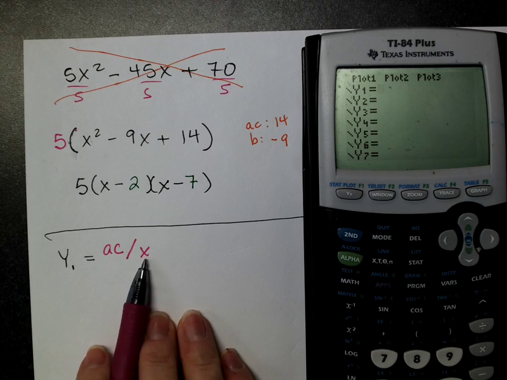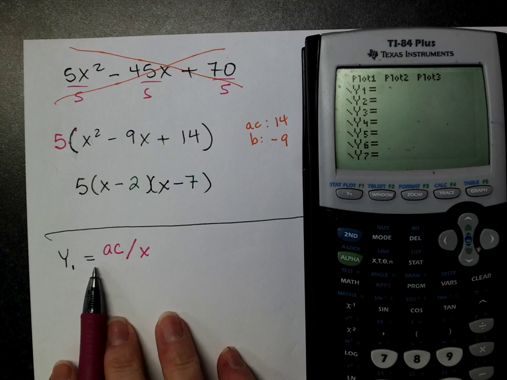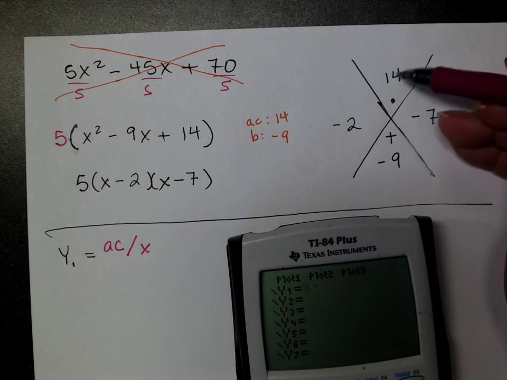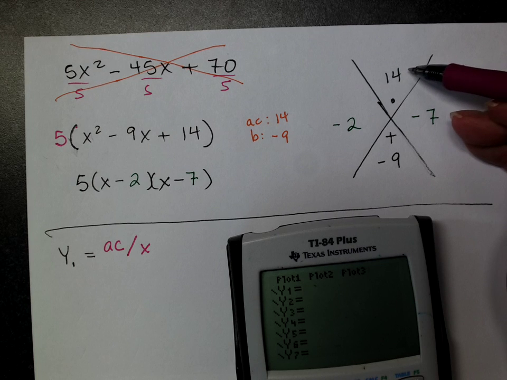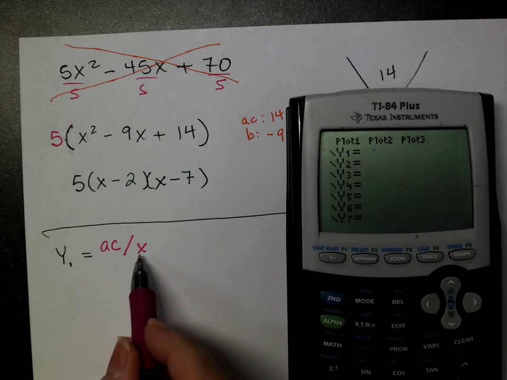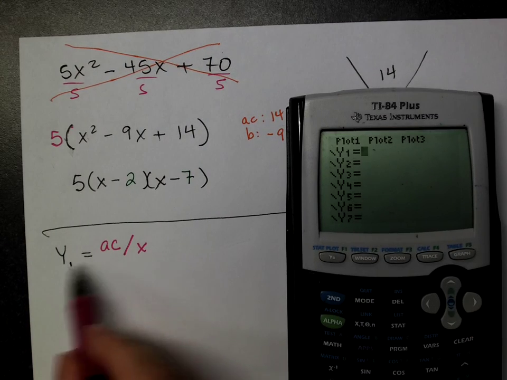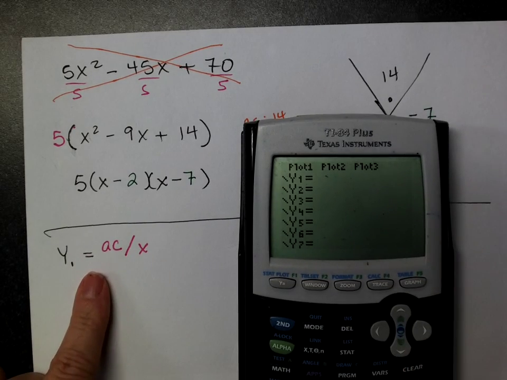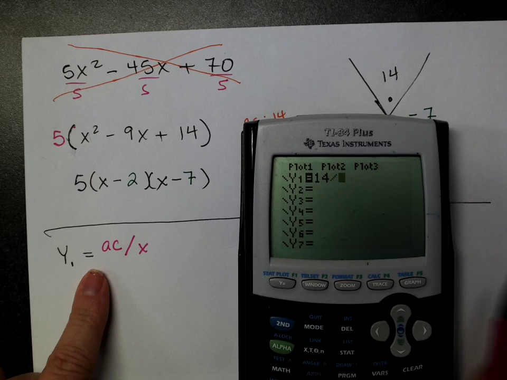So you figure out your AC and then divide by x. You want to find out what numbers will divide into that. Remember, AC and the x is a product, so you want to find things that are going to divide into it. You're going to find the factor pairs of 14 is what you're doing. Now, when you do that, the calculator chooses x's and it spits out y1s. So in this case, I'll do 14 divided by x.